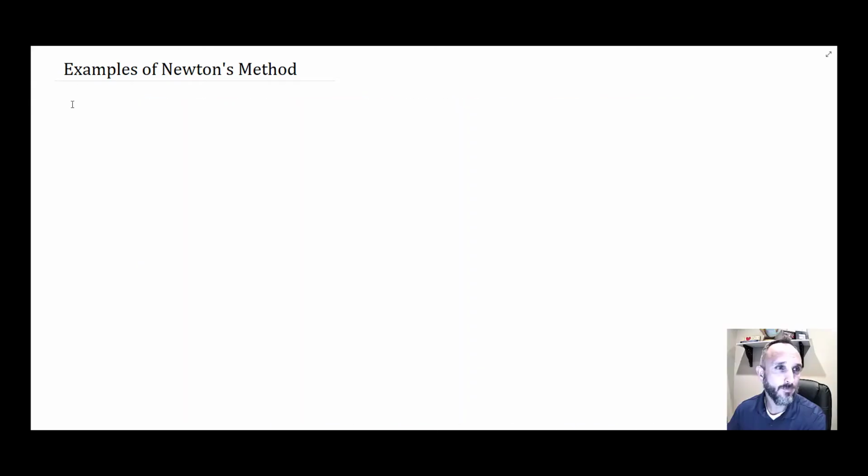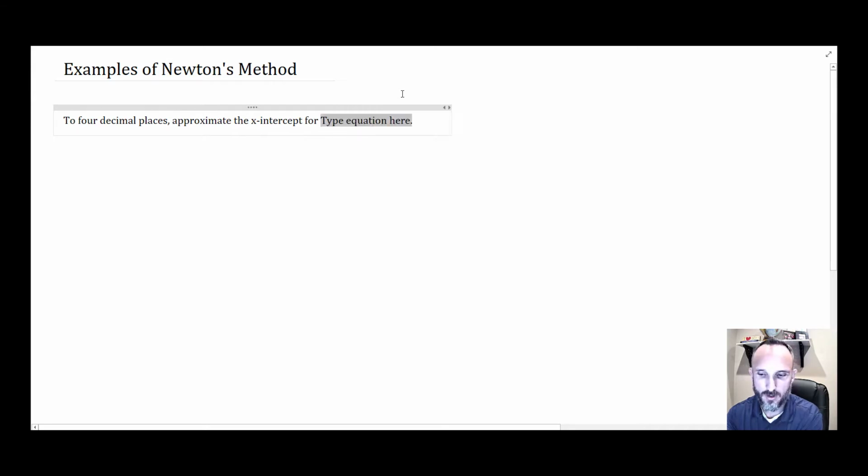Now let's see this Newton's method in action. First we're going to approximate an x-intercept. So let's, to 4 decimal places, approximate the x-intercept for f of x equals x to the third plus x squared plus 1. Use x sub 1 equals -1 as your initial approximation.